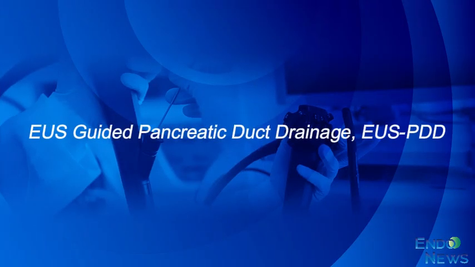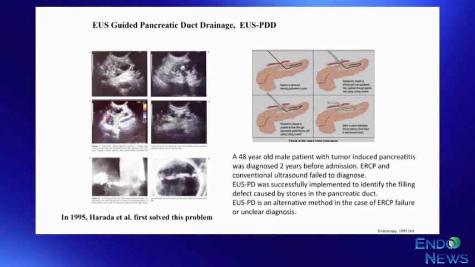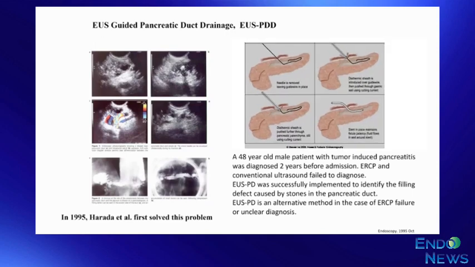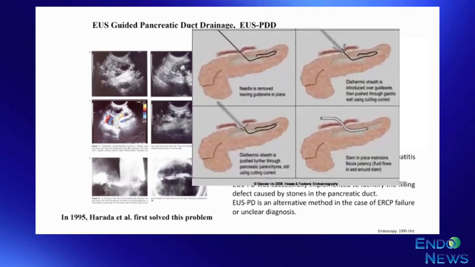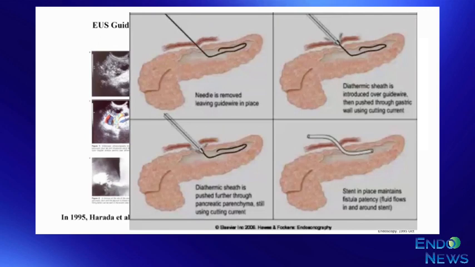The third part is the pancreatic duct stenosis. How about the EUS-BD after the ERCP intubation failure? The first successful case of EUS-PD was published in Endoscopy in 1995: a 48-year-old male patient with tumor and recurrent pancreatitis. It was initially considered that the tumor caused the pancreatitis. Two years later, EUS-BD implementation identified that the filling defect in the pancreatic duct was a stone. Well, the stone was the cause.